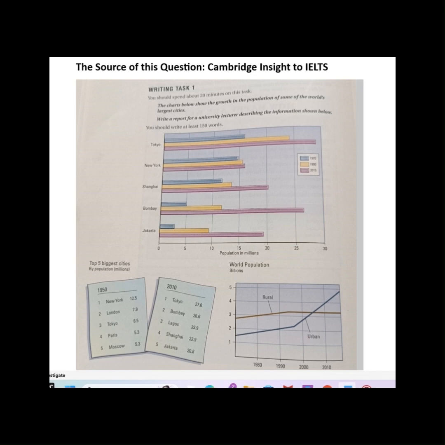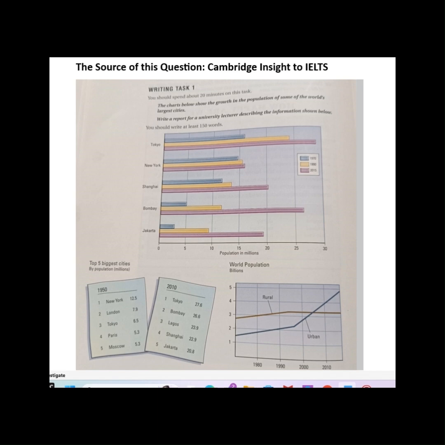The next sentence is, the charts below show the growth in the population of some of the world's largest cities. This is the introduction to the main question, or you may call it an instruction. The next sentence is, write a report for a university lecturer describing the information shown below. This is an old instruction and actually it's changed to like this. Summarize the information by selecting and reporting the main features and make comparisons where relevant. This is the new instruction. Actually, it's not quite new. In fact, it's been for quite some time.